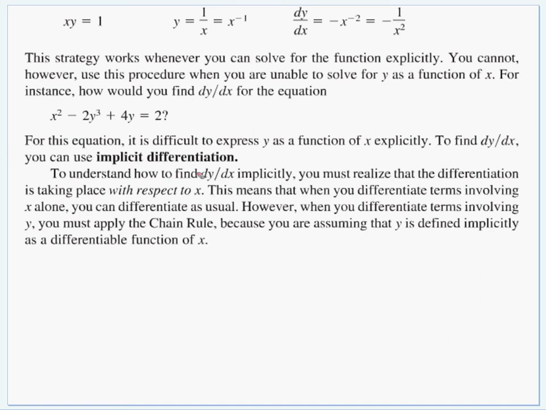To understand how to find this derivative implicitly, we must realize that differentiation is taking place with respect to a variable, usually x. This means when you differentiate terms involving just x's, we can differentiate as usual. However, when you differentiate terms involving y, we must apply the chain rule because we're assuming that y is defined implicitly as a differentiable function of x.